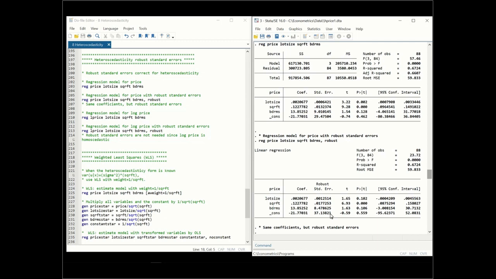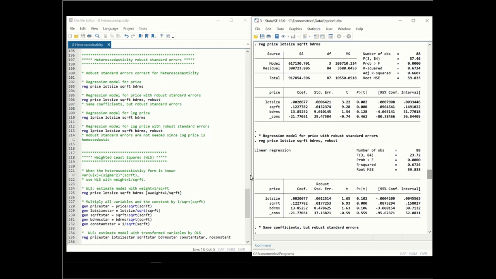the coefficients. So when we are doing robust standard errors, again, the coefficients are going to be the same, and the standard errors are going to be a little bit different, which may lead to different significance.